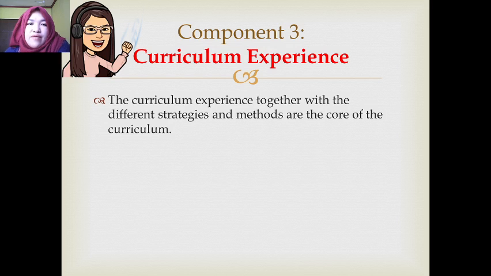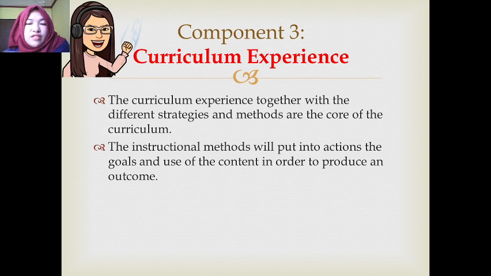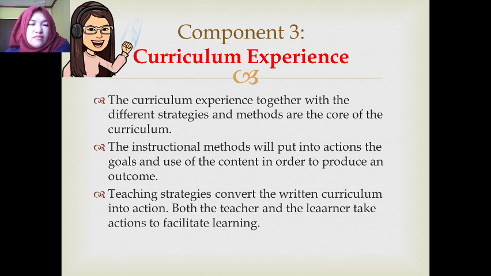Okay, so we are now in component 3, the curriculum experience. The curriculum experience, together with the different strategies and methods, are the core of the curriculum. The instructional methods will put into action the goals and use of the content in order to produce an outcome. And teaching strategies convert the written curriculum into action. So, both the teacher and the learner take actions to facilitate learning. In the teaching class, we do not just go to our classroom and teach and say something and blah, blah, blah.